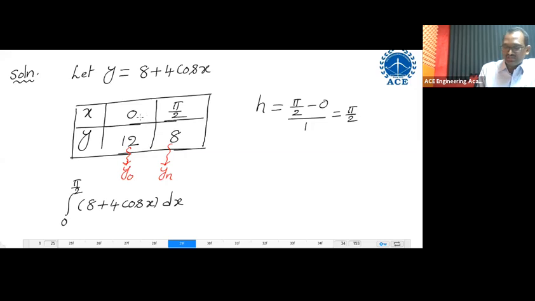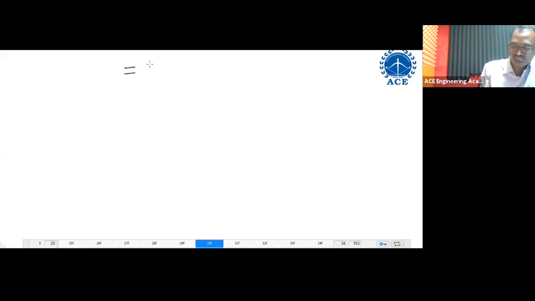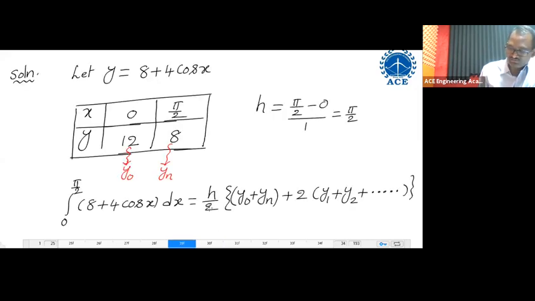Or you can write it like this: the gap between 0 and pi by 2 is pi by 2. So the h value is pi by 2. The formula is h by 2 into y naught plus yn. The h value is pi by 2 divided by 2, which is pi by 4.